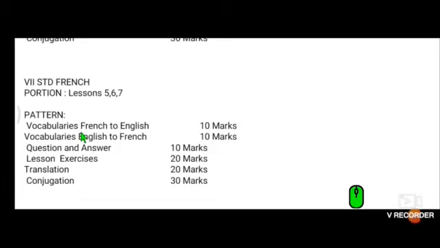In today's revision, we'll be revising all the lesson vocabularies from 7, 6, 5, which we already did in the second midterm. So for 6 and 7 we will do vocabulary revision. From your side, you will be preparing question and answers for 10 marks, and lesson exercise for 20 marks. You will do it on your own, and translation and conjugation. If there is time, I will do it. If not, you can do it.